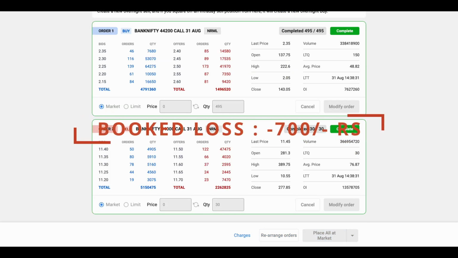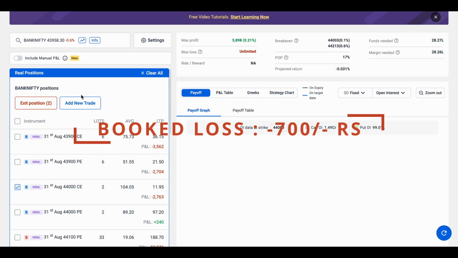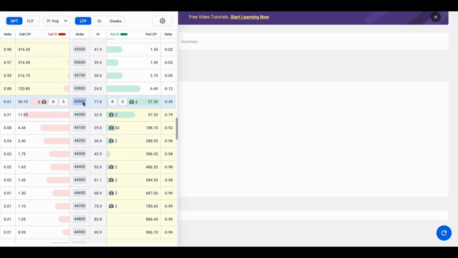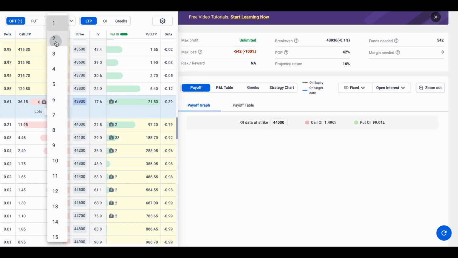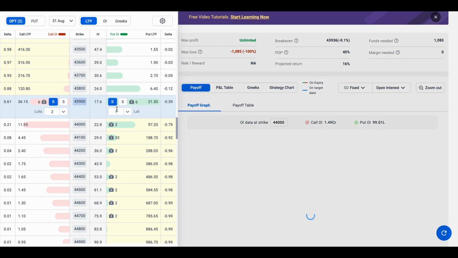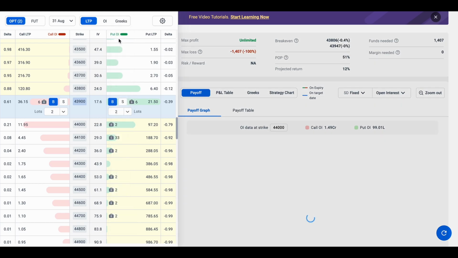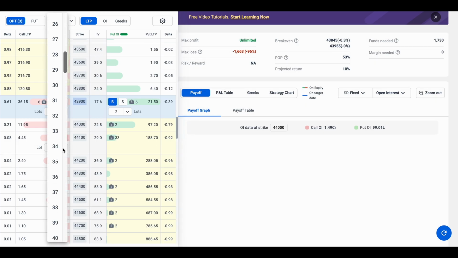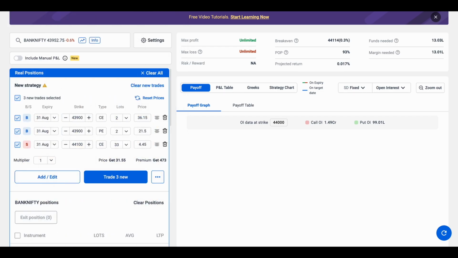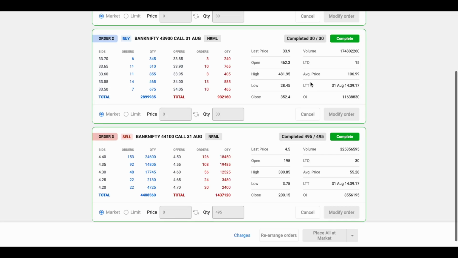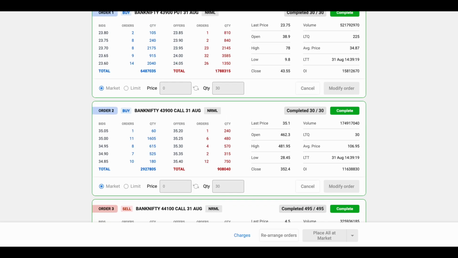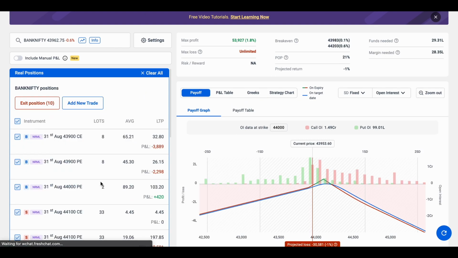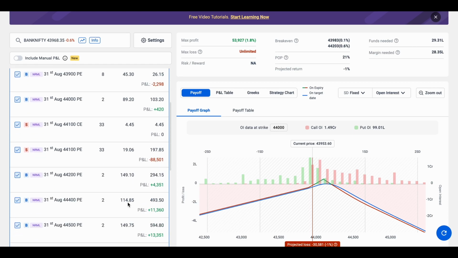Okay, let's add our positions. Buy 2 lots, the same at the money, and at 8 delta we are going to sell 33 lots. Okay, all the positions have been filled. This is how our payoff chart will look like after the adjustment.